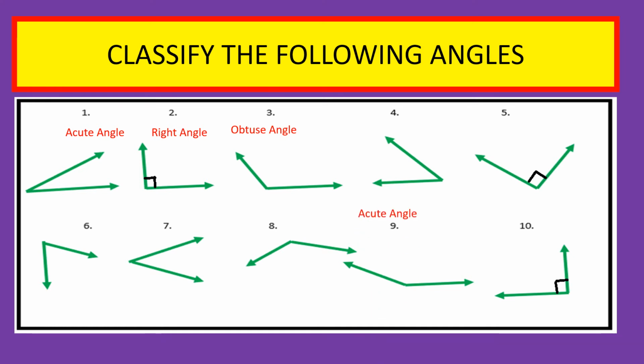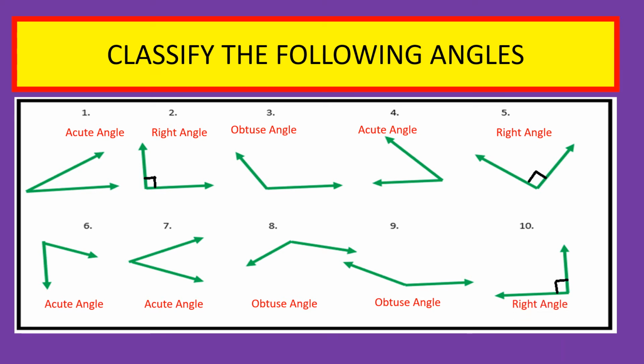Number 4, acute angle. Number 5, right angle. Number 6, acute angle. Number 7, acute angle. Number 8, obtuse angle. Number 9, obtuse angle. And the last, number 10, a right angle. I hope you get a perfect score.